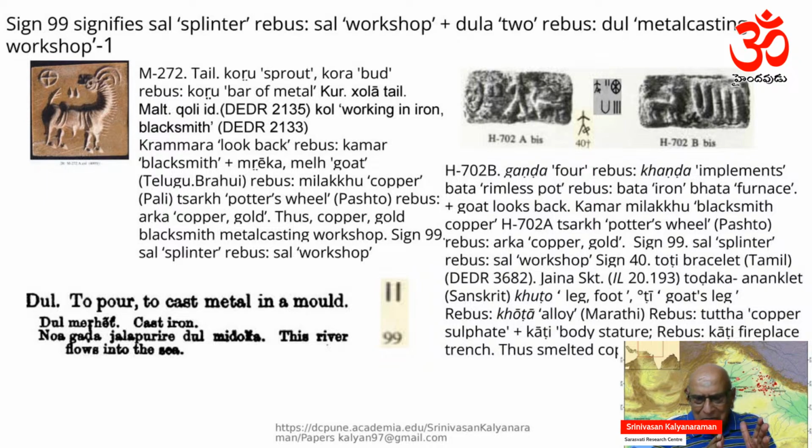It's very clear. So the 2 short strokes is not a linear count of 2. It's a numerical word. Dula, 2, dul, metal casting. There can be an optional reading of a bracelet with 2 ingots joined together, or an anklet. Kanda is 4, Kanda is implements.